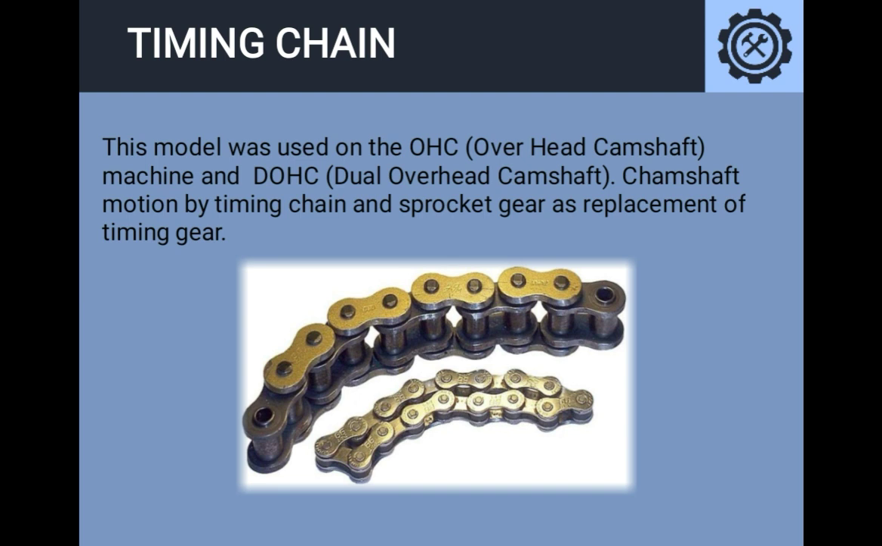Model 2, timing chain. This model was used on the OHC overhead camshaft machine and the DOHC dual overhead camshaft. Camshaft motion by timing chain and sprocket gear as a replacement of timing gear.